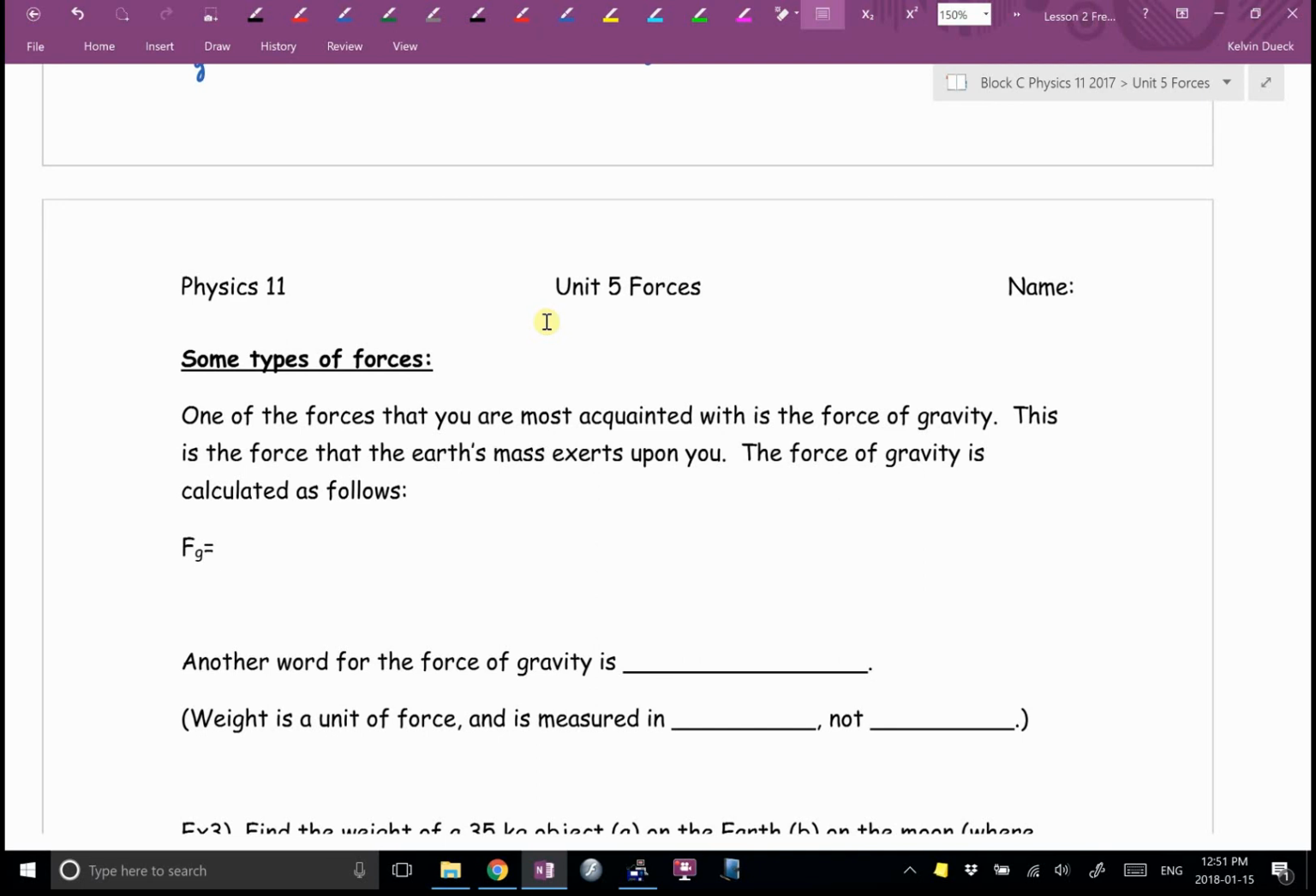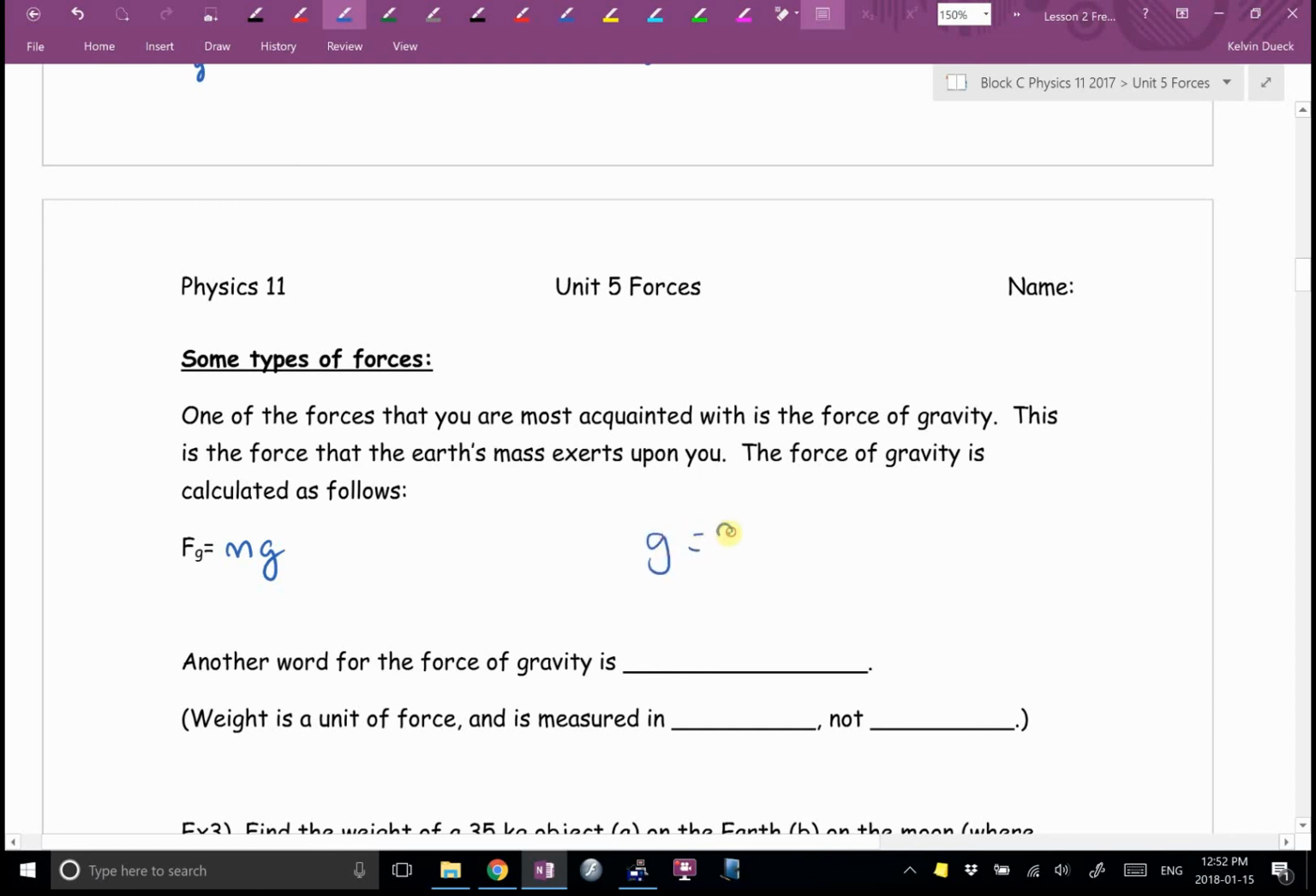F equals what? This is Newton's second law. Remember the equation? F equals ma. What's the acceleration due to gravity? What's the a of gravity? 9.8. We have a special symbol for that. The force, yes, Cole just whispered it. The force of gravity is that.